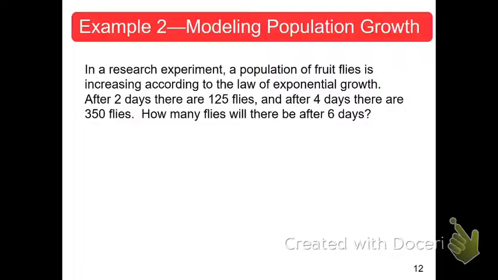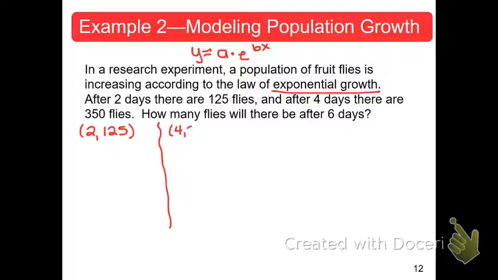Well, first, it tells us at the beginning that it's going to be exponential growth. And so we know that the equation we're looking at is going to be y equals a times e raised to the bx. They gave me two ordered pairs. The first says at 2 days there are 125 flies, so I can write that as (2, 125). Then they also said after 4 days there were 350 flies, so I can write that as (4, 350).